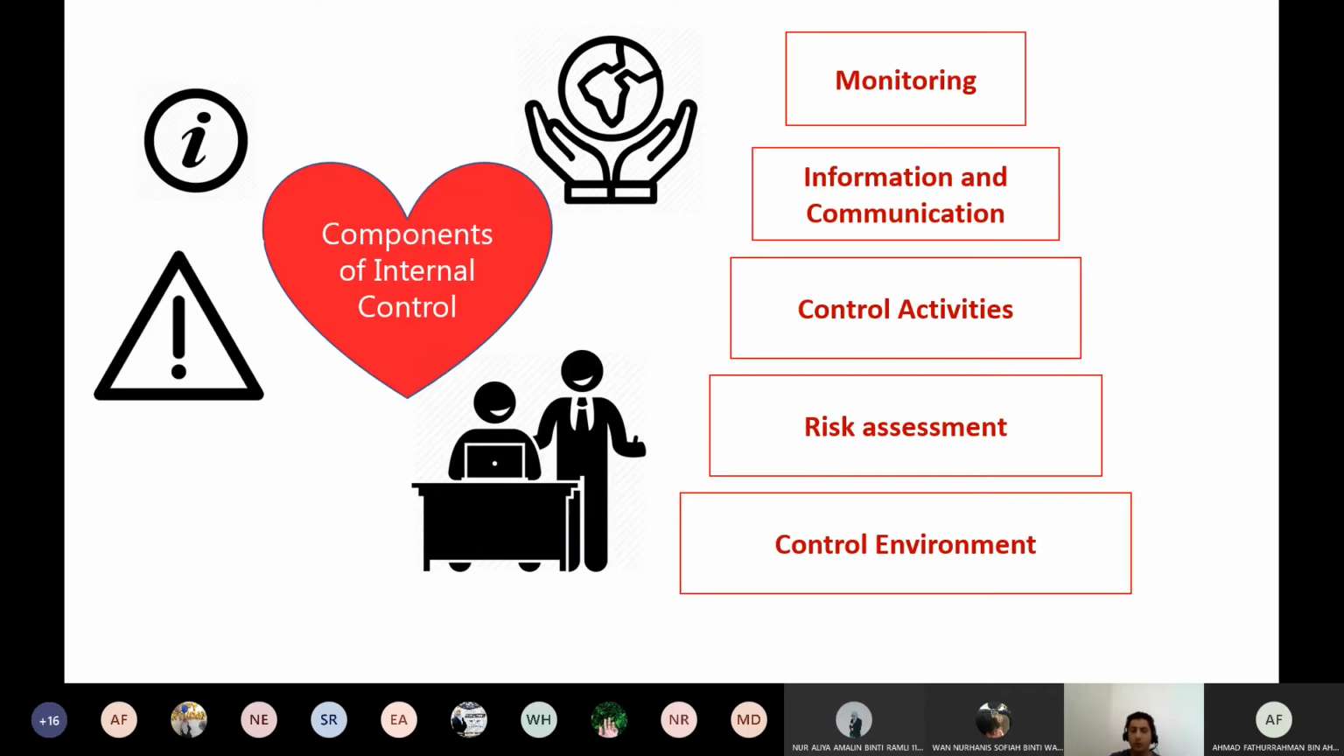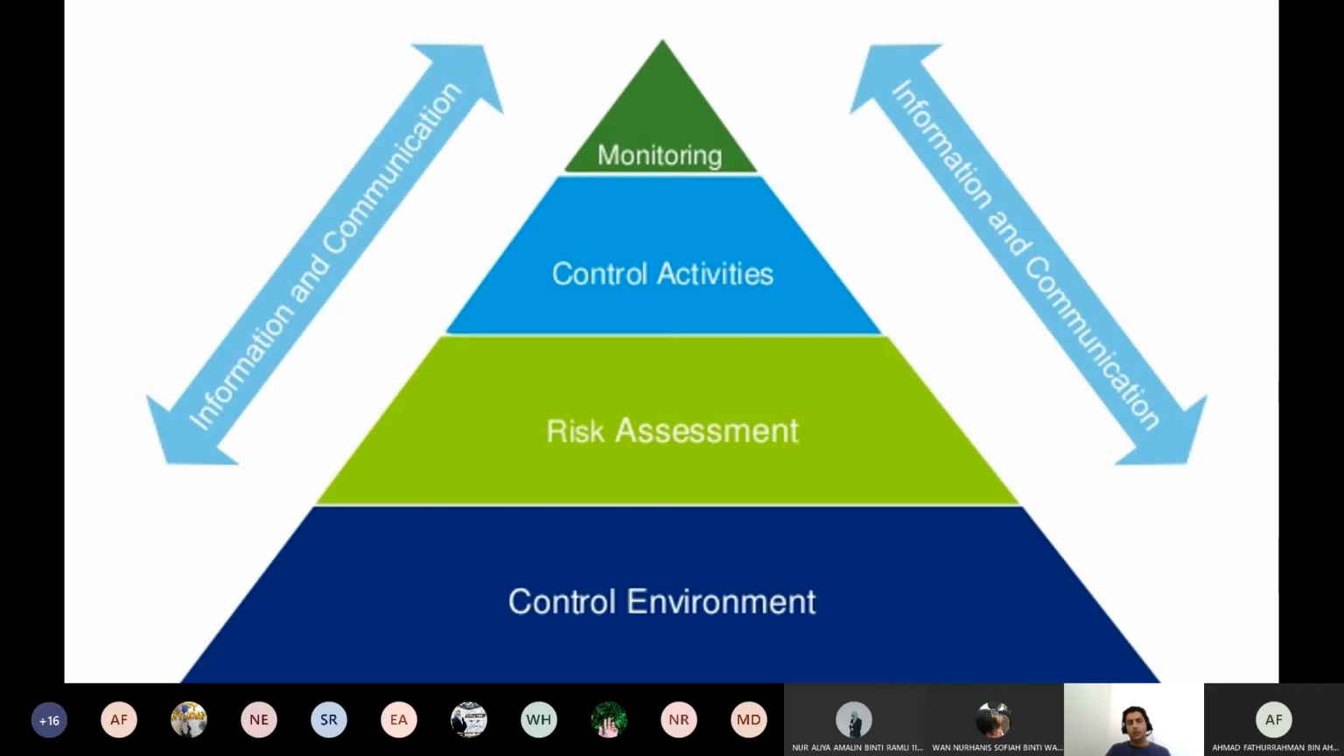So this diagram is explaining the components of internal control, starting from the bottom line, which is the control environment, risk assessment, control activities, information and communication, and lastly monitoring. And this one is explaining the same thing but putting it in a diagram, with the information and communication out of the hierarchy or the pyramid.